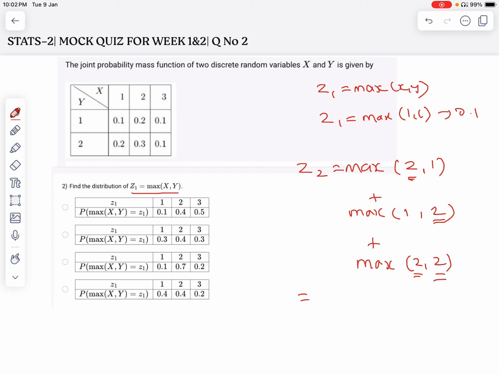Now summing up the values: 2 comma 1, where X is 2 and Y is 1, we get 0.2. From here itself we can directly write 0.2 plus. Secondly, X is 1 and Y is 2, that is 0.2, again add it up. And third is 2 comma 2, which we get as 0.3. While summing up the whole values we get 0.2 plus 0.2 plus 0.3 as 0.7.